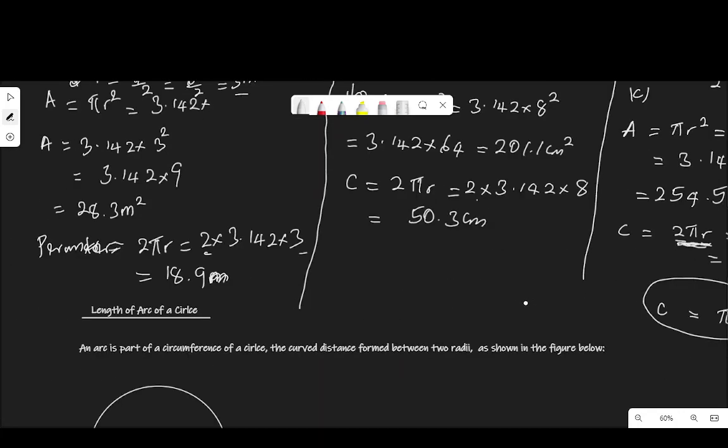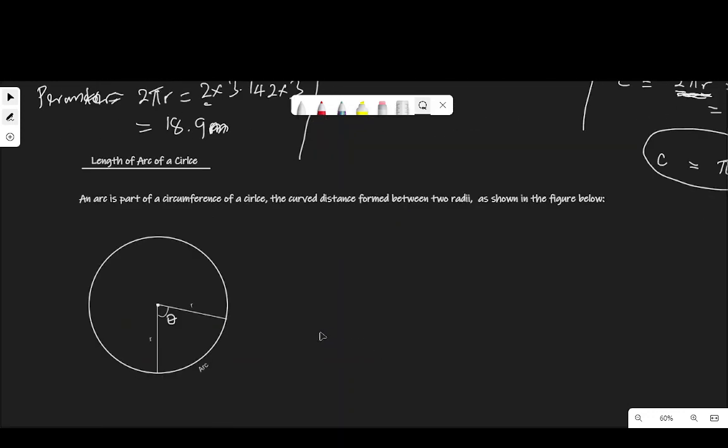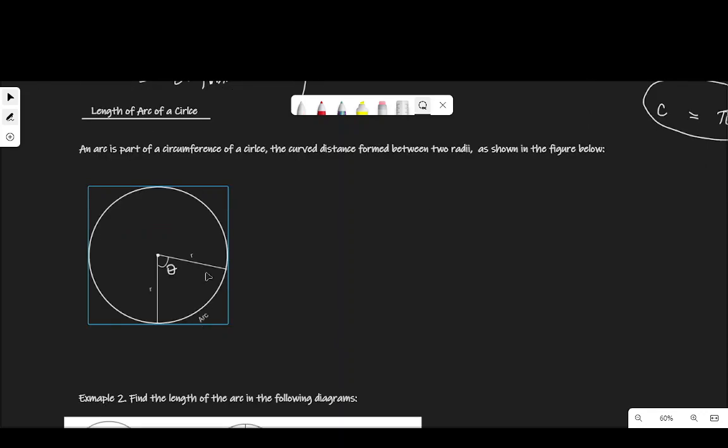Now let's move on to another aspect of circle, which is length of arc of a circle. By the way, what is an arc of a circle? An arc is formed when two radii meet at a point at the center. In this case, this length here, let me highlight it for better understanding. This length from this point down to this point is what we call the arc of a circle, and it is formed when two radii meet at the center of a circle such that an angle theta is formed.